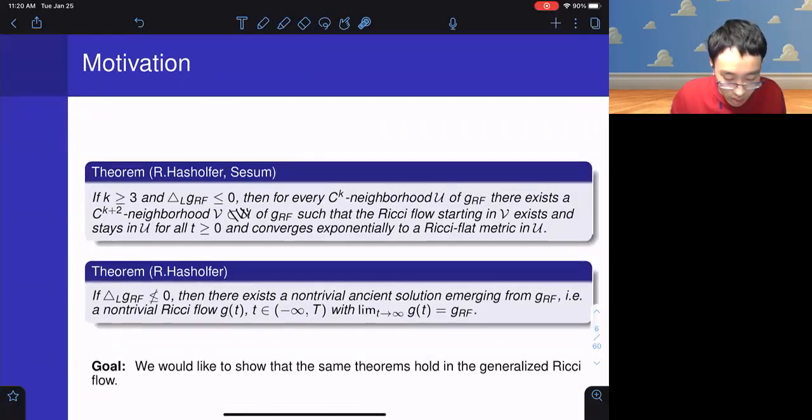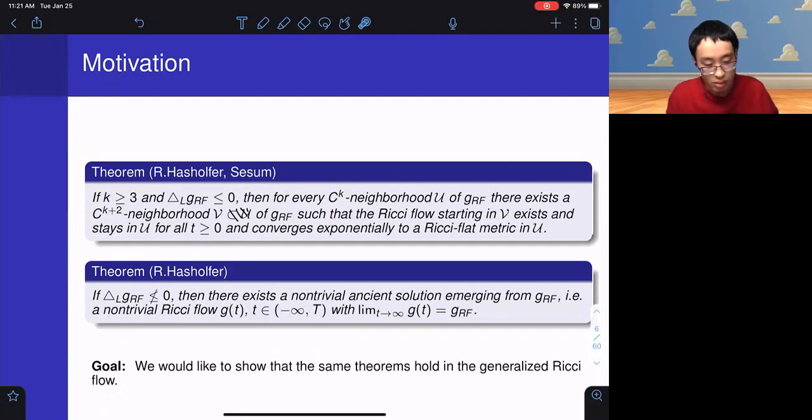And Haslhofer also proved something about the dynamical unstable property. They say that if the additional Laplacian is positive at some point, then we have a non-trivial ancient solution. That means we have a non-trivial Ricci flow g_t that, if you flow back to minus infinity, will be the Ricci flat metric g_RF.